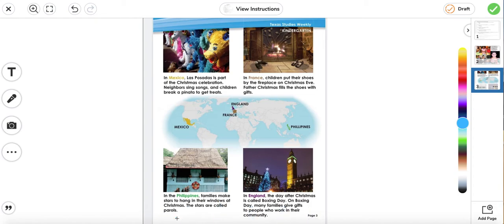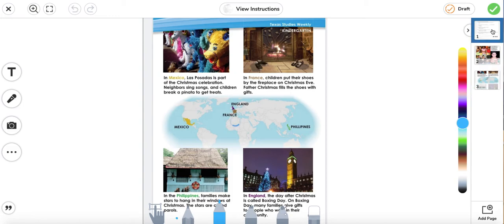In the Philippines, families make stars to hang in their windows at Christmas. The stars are called paroles. In England, the day after Christmas is called Boxing Day. On Boxing Day, many families give gifts to people who work in their community. Okay, so let's go to the test.